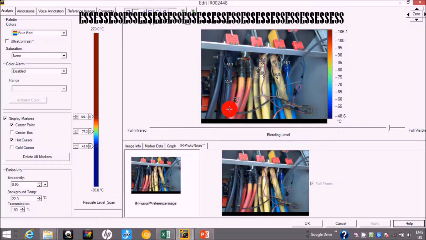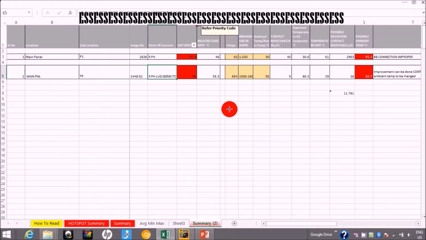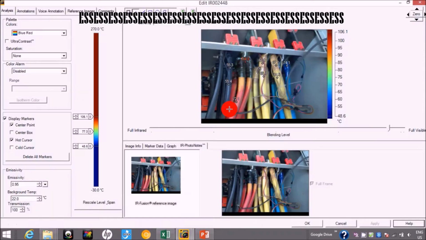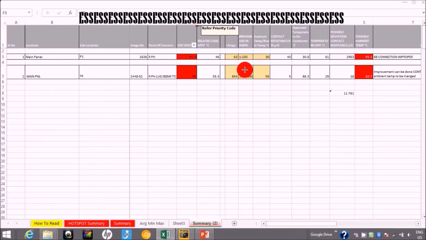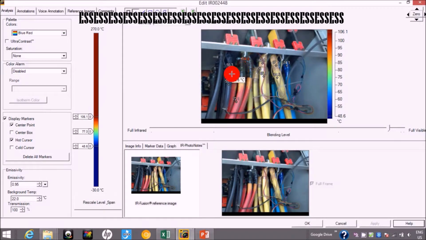Now see here the second one that we are trying to tell you. This is the main panel and this is a transformer incomer, and this is having a temperature spot of 95 degrees, but here the spot is 105, you can see 104.8, and that is a hot spot. Then the related cool spot that we have taken is 55.3.